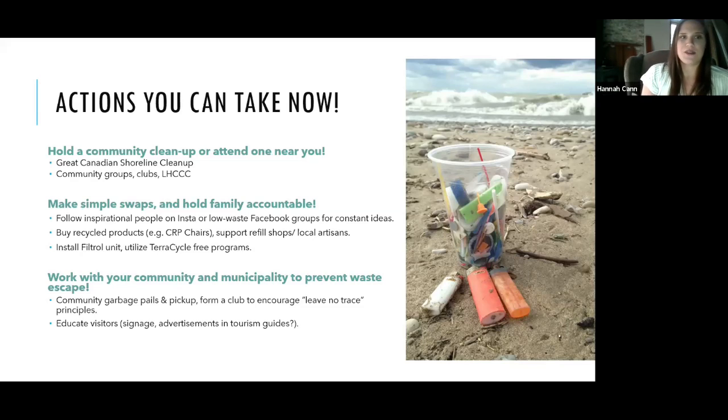So those community garbage pails that we see overflowing, maybe there's someone we can call when we notice that they're overflowing. Or we can form clubs to encourage those leave no trace principles. We can request different interpretive panels in areas that talk about plastic pollution in this area and why it's a problem and why people should mitigate the amount of waste that they leave behind. Educating visitors is really important, and it should be done even before that visitor makes it to the site, so they can plan ahead and plan to pack all their things in reusable Tupperware containers or reusable bags.